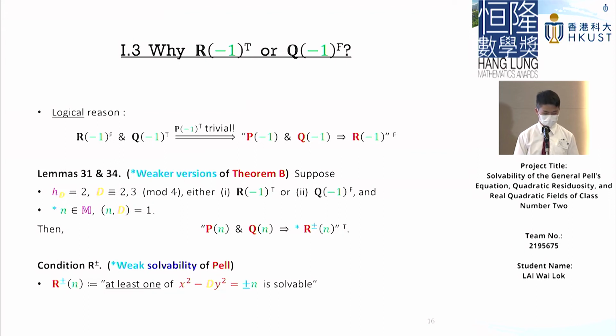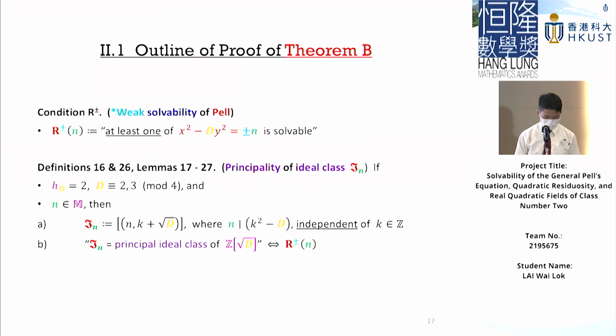These two lemmas are slightly weaker versions of Theorem B. With identical setting as Theorem B, plus that n is in M and is coprime to D, Pn and Qn will imply the weaker solvability condition R plus or minus n, which only requires at least one of Rn and R-n to hold. More importantly, R plus or minus n can be translated into algebraic terms.